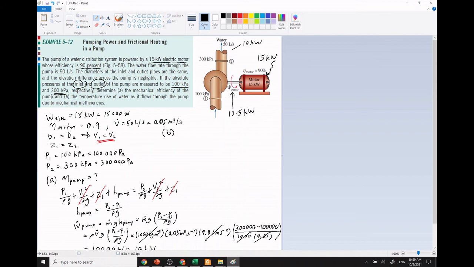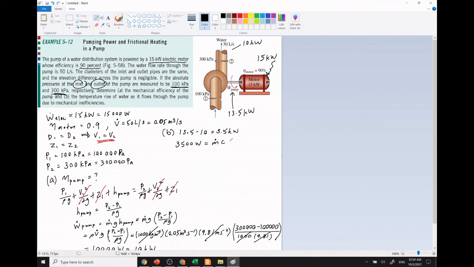This 26% loss is lost in the form of heat, which means the heat will be taken up by the water. So how much is the loss? The loss is the difference between 13.5 kilowatt and 10 kilowatt. We take 13.5 minus 10, and you get 3.5 kilowatt. So 3,500 watt should be equal to this formula, the sensible heat transfer.